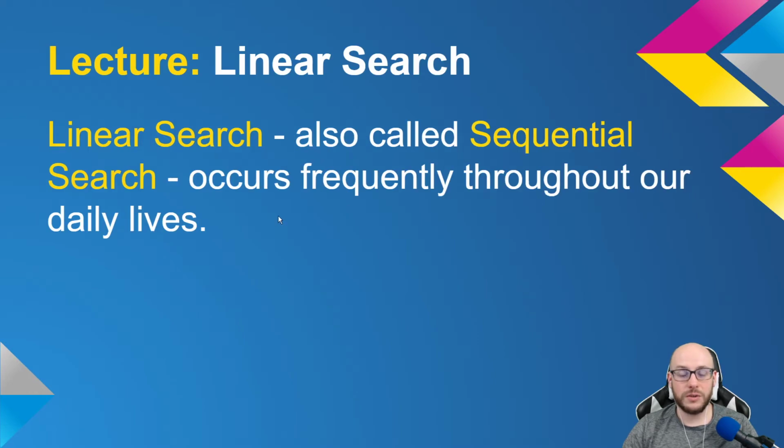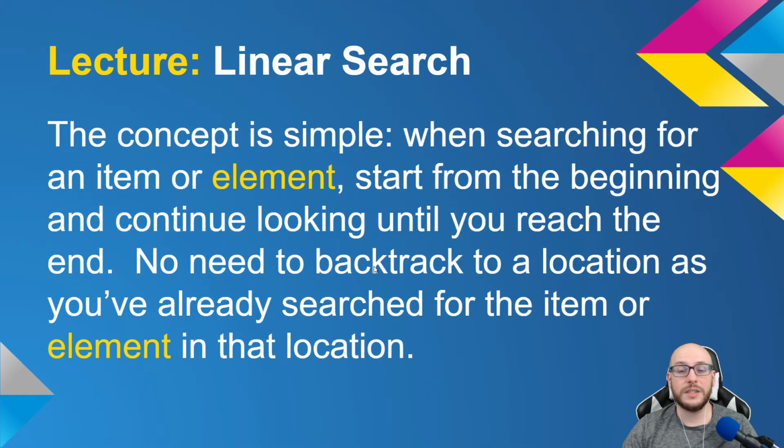Linear search, also called sequential search, occurs frequently throughout our daily lives. The concept is simple. When searching for an item or an element, start from the beginning and continue looking until you reach the end. There's no need to backtrack because you've already checked that element. You've already looked at that thing, right?